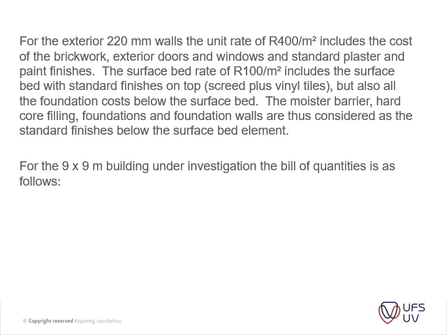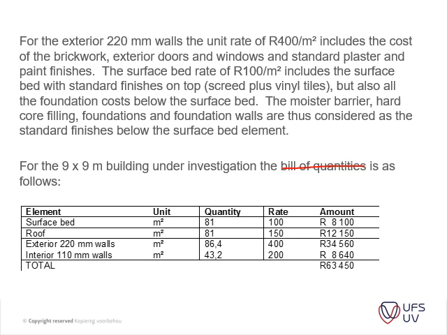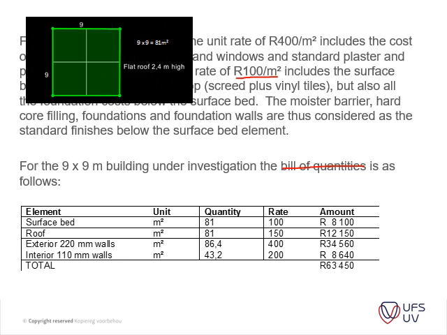Okay. For the 9 by 9 meter building under investigation, the bill of quantities, which I will not actually say is a bill of quantities, but it is more a schedule of quantities, is as follows. Okay, so we've got a surface bed, which is 9 by 9, which amounts to 81 square meters, and we've got a rate of 100 per square meter, which we get from our previous slide, and we multiply that to get an amount of 8,100 for our surface bed.